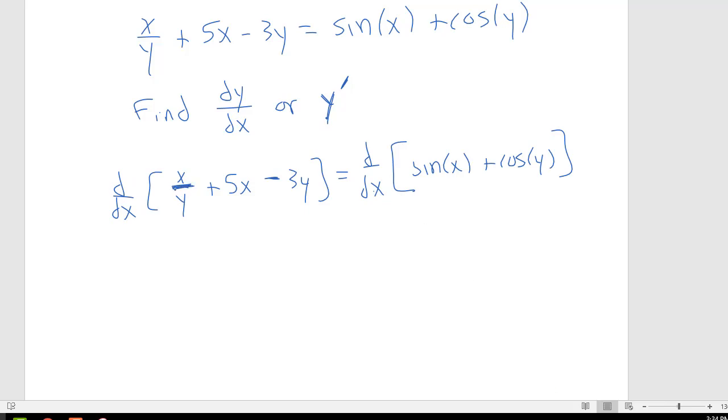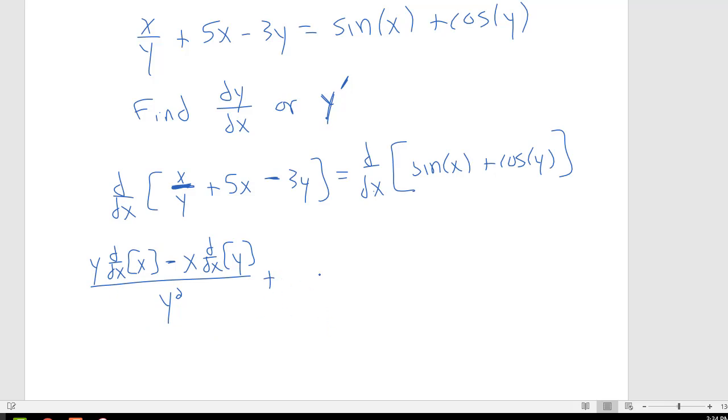Now when I look at this first term here, this is going to be a quotient rule. So when I do the quotient rule, I'm going to have bottom and then times the derivative of the top, and I'm going to write this out, minus top and then times derivative of the bottom all over the bottom squared.